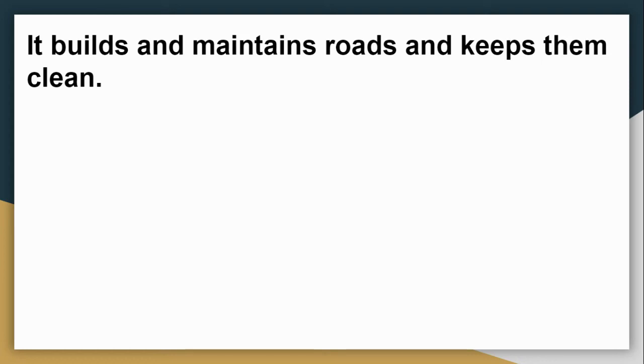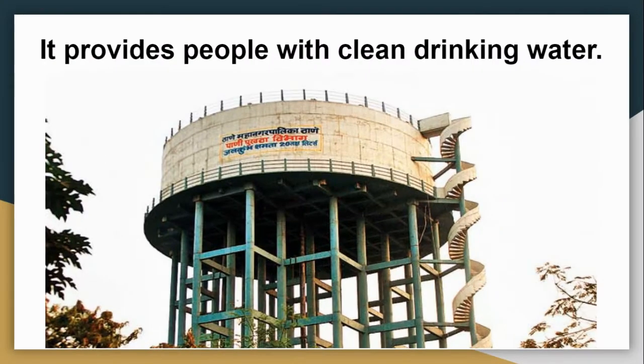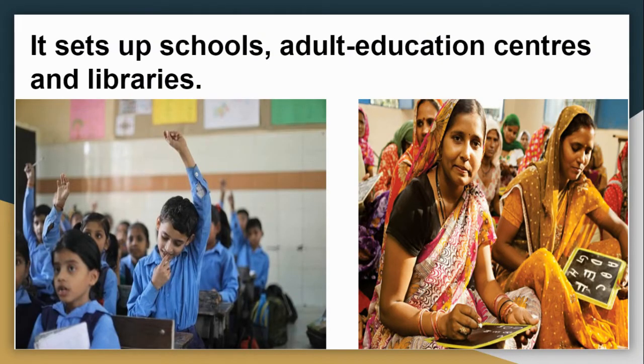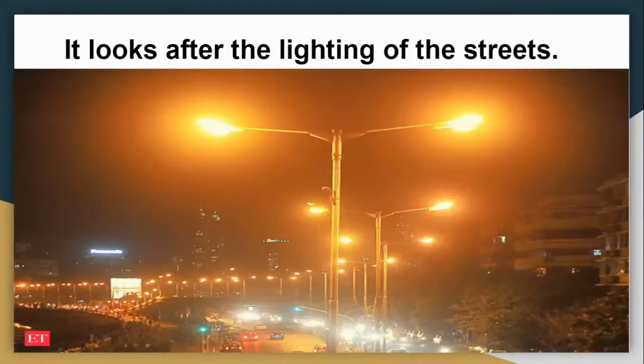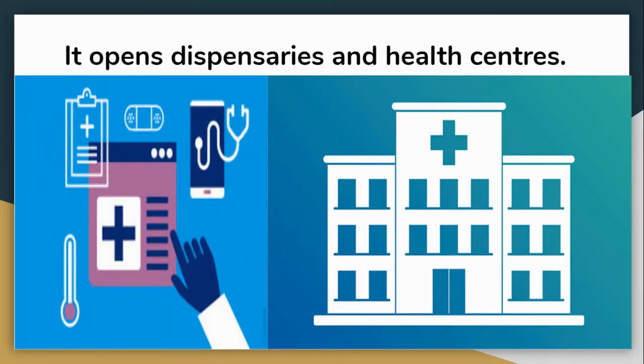It builds and maintains roads and keeps them clean. It provides people with clean drinking water. It sets up schools, adult education centers, and libraries. It looks after the lighting of the streets. It opens dispensaries and health centers.